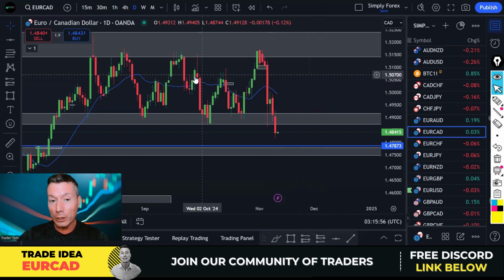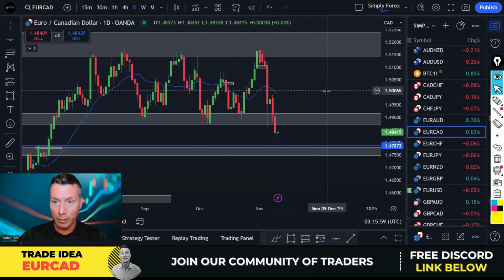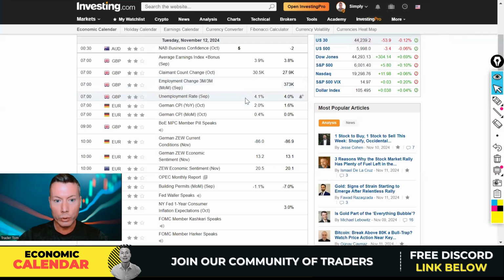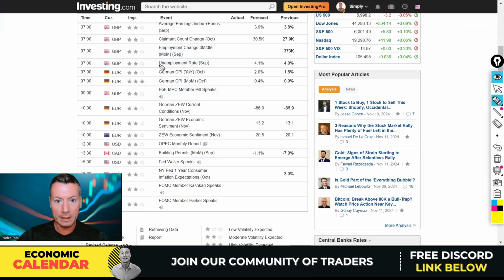Before we look at this euro pair, I've got a couple of euro pairs we're looking at, so it's worth pointing out the following. If we take a quick look at the economic calendar, you can see that we have German CPI, which can obviously affect any euro pair, and we have German ZEW and Euro ZEW economic conditions and sentiment. This is all important news for the euro, so we must be aware of this coming out.